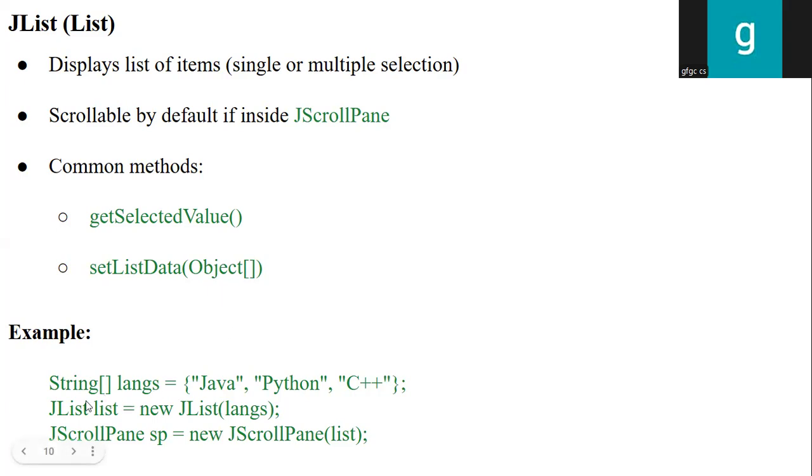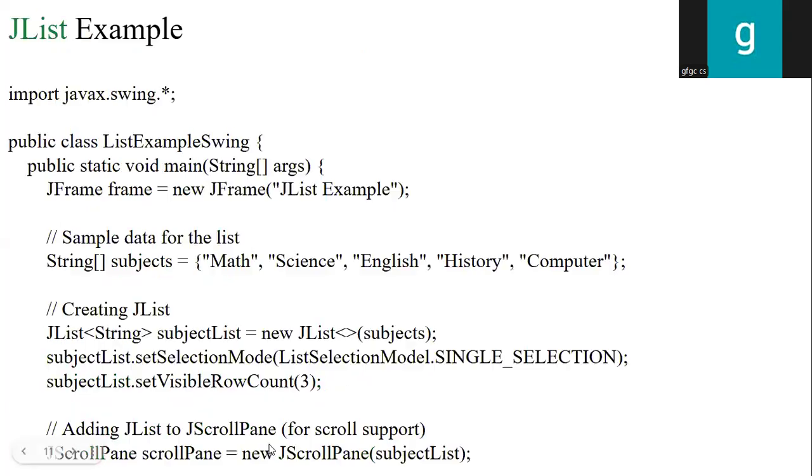String, I have created here one string array. There I have added three components. In the list, I have added that array as a parameter to that list class. Next, scroll pane is there. When the list is beyond the visibility, then the scroll bar should appear. That's why I have created the scroll pane over here.